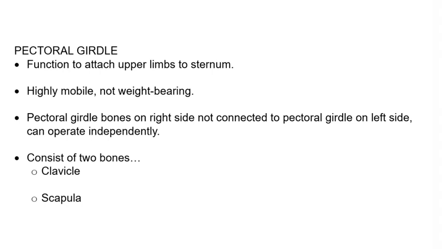The pectoral girdle functions to attach the upper limbs to the sternum of the axial skeleton. It is highly mobile because it is not weight bearing in humans. Additionally, the pectoral girdle bones on the right side of the body are not physically connected to the pectoral girdle bones on the left side of the body, which means they can operate independently of one another. The pectoral girdle consists of two bones, the clavicle and the scapula.